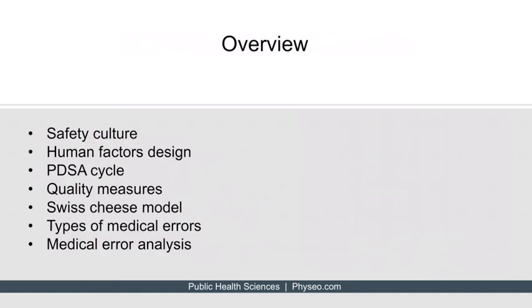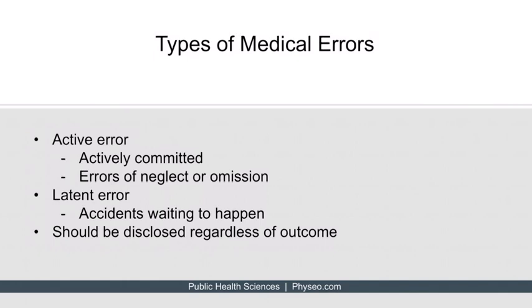All right, moving on. Now let's discuss types of medical errors. Medical errors fall into 2 major classifications: active and latent errors.